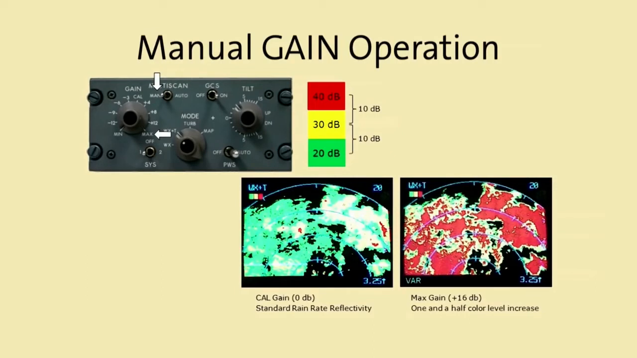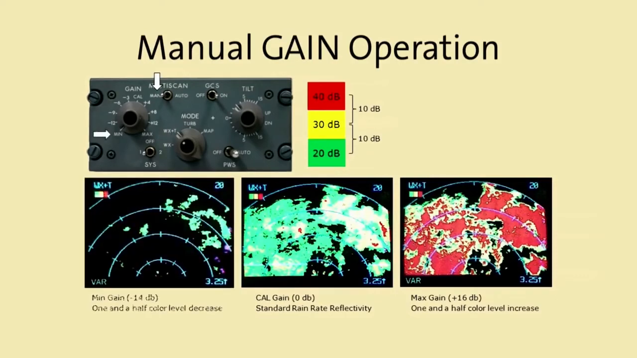Yellow will display as red, and green will display as yellow or red. In addition, areas of black may display as green or yellow. Conversely, selecting minimum gain decreases the sensitivity by 14 dB and reduces the color levels approximately 1.5 times. Thus, green returns and a significant portion of the yellow returns will disappear, and red will turn to yellow or green. Essentially, in min-gain only thunderstorm cores are displayed, and they will be represented as green or yellow.